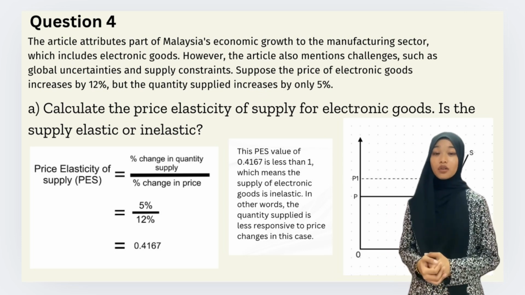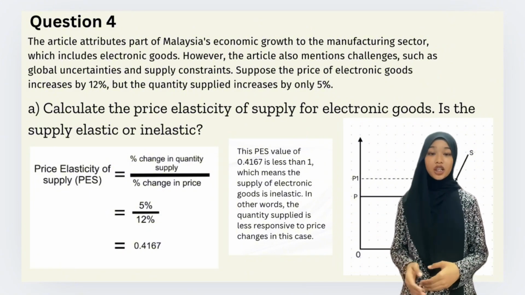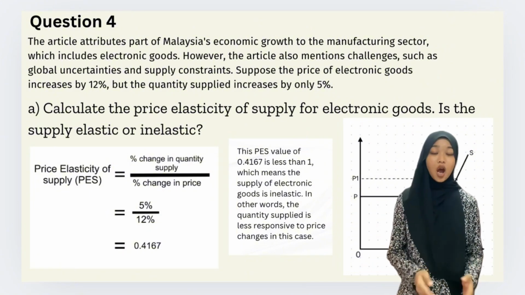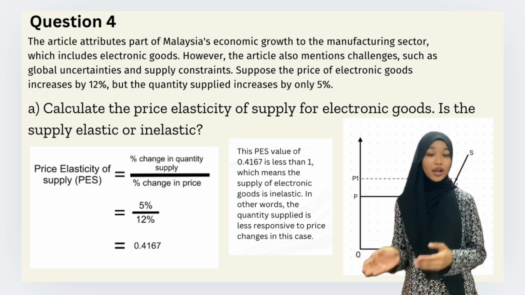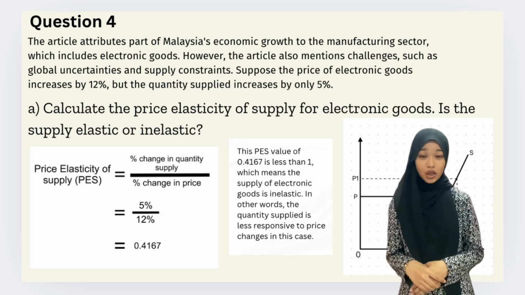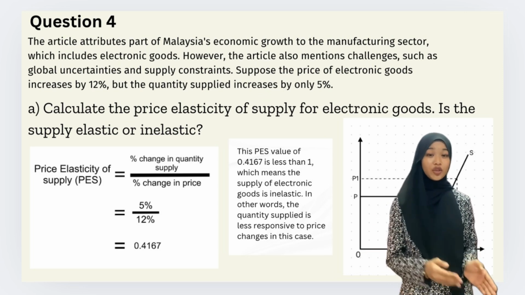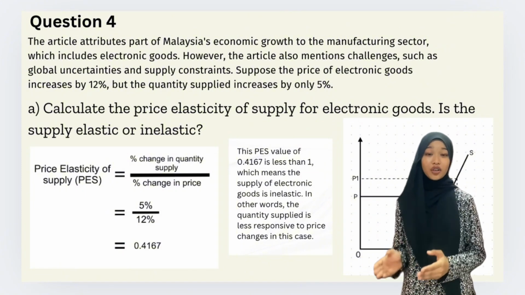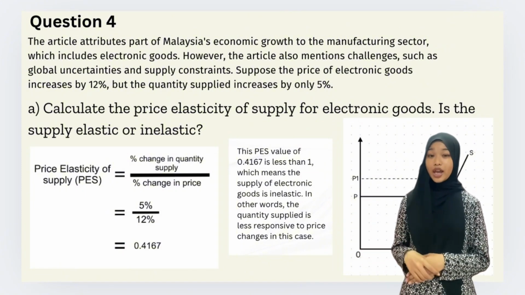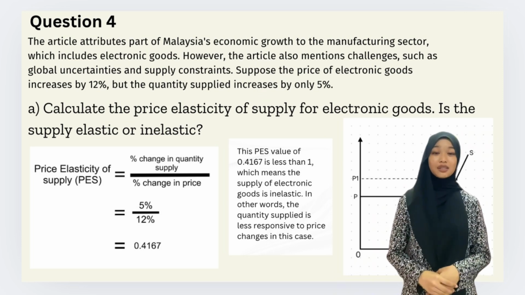This graph is about supply inelasticity. When the price increases from P to P1, producers increase the quantity supplied from Q to Q1. Based on the law of supply, when price rises, quantity supplied also increases, and the supply curve is an upward sloping line showing a positive relationship between price and quantity supplied.